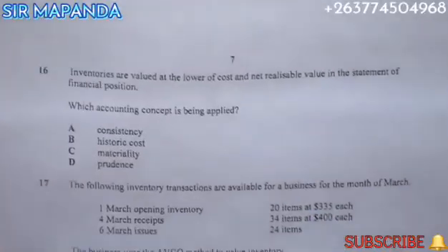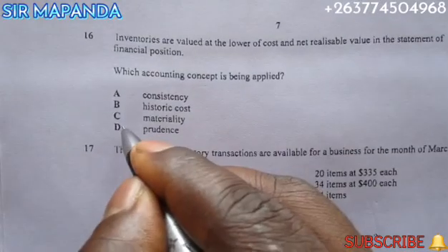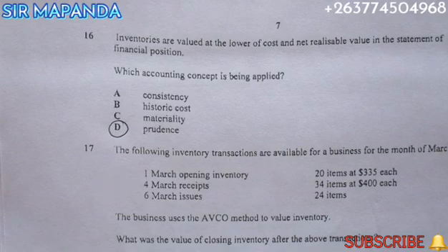Inventories are valued at the lower of cost and net realizable value in the statement of financial position. Which accounting concept is being applied? We are applying the prudence concept. Why? Because we do not want to overvalue our stocks, which would in turn result in overstating our profits. So the prudence concept is the answer. I hope you are following.